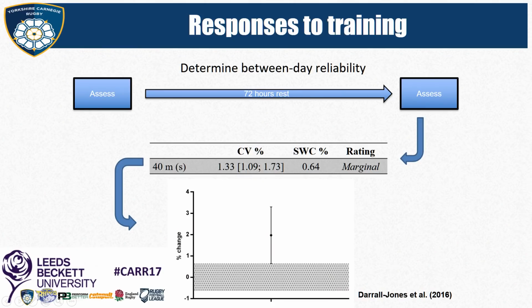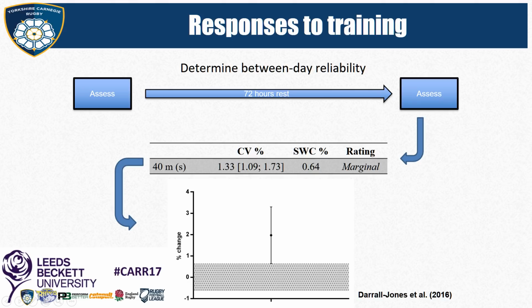And then the second part of the presentation is looking at determining real change. So in this part, we're going to look at the response to training. And then to determine real change, you need to run a reliability study. So this is with 40-metre sprint time.